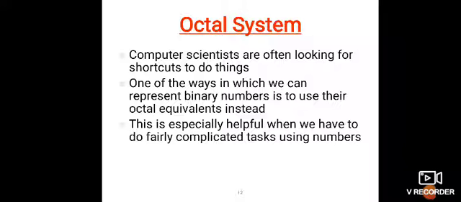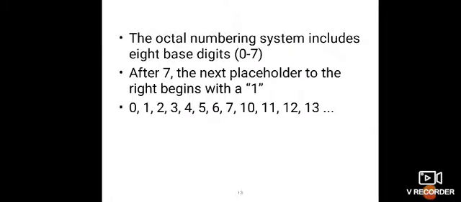Next, moving towards the octal number system. Computer scientists are often looking for shortcuts to do things. So for the paperwork, we defined a new system of number conversion so that the procedure will be gradually shortened. One of the ways in which we can represent binary numbers is to use their octal equivalents instead. This is especially helpful when we do fairly complicated tasks using numbers. The octal numbering system includes 8 base digits, starting from 0 to 7. After 7, the next placeholder to the right begins with a 1.